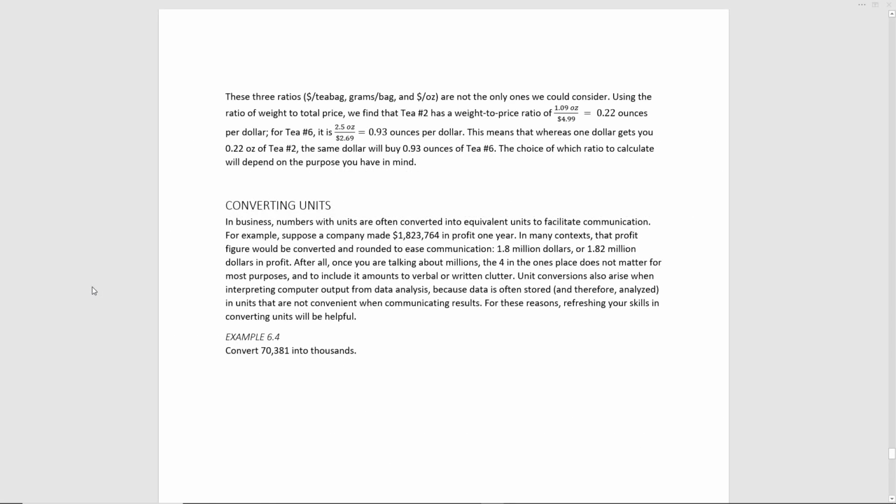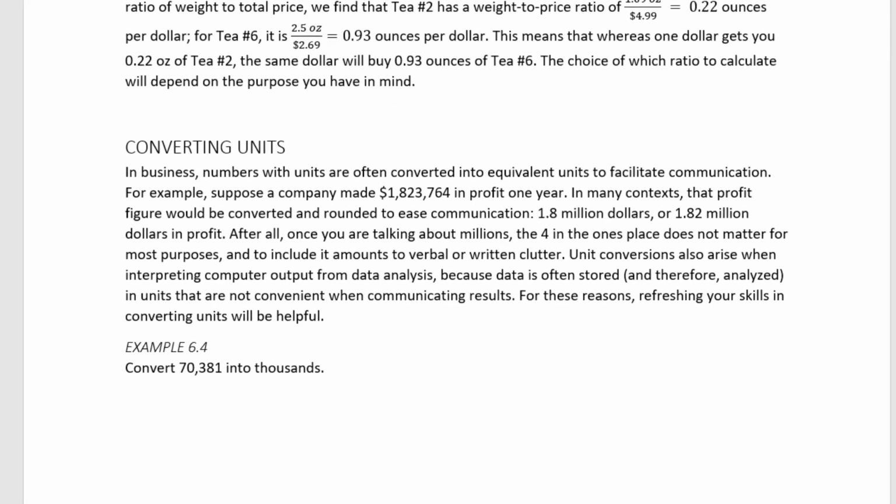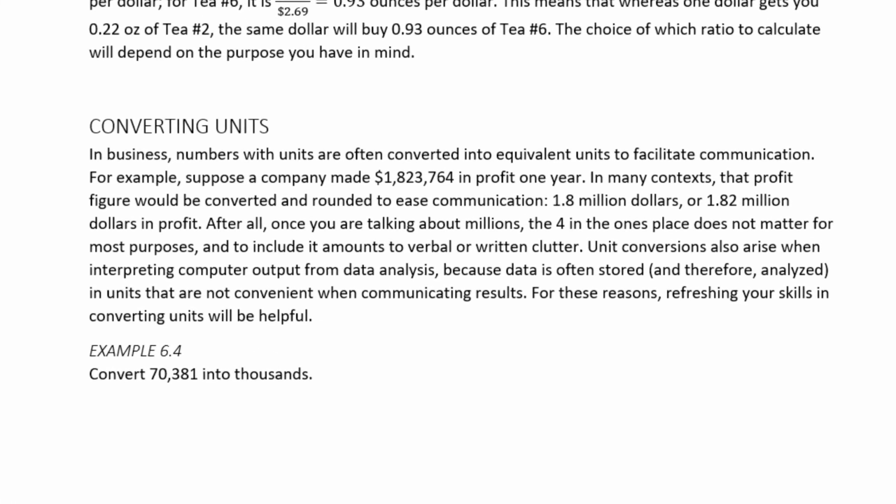Moving on to the next major topic in this section, let's talk about converting units. In business, numbers with units are often converted into equivalent units to facilitate communication. For example, suppose a company made $1,823,764 in profit one year. In many contexts, that profit figure would be converted and rounded to ease communication. People would talk about having made $1.8 million in profit or $1.82 million in profit. They would not spell out all of those numbers.